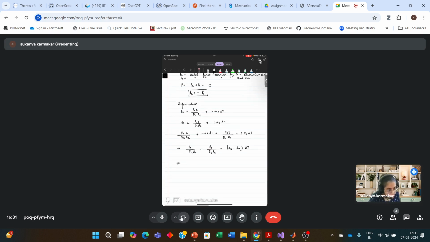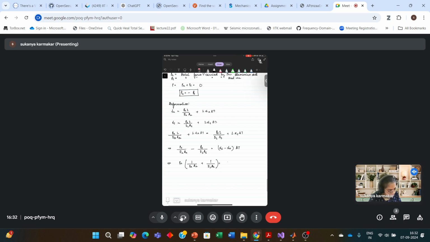Now PA is equal to minus PS. Let's use that here. PA, let me take common: 1 by EA AA, and minus PS is again PA, so PA taken common, plus 1 by ES AS. And let this side be alpha S minus alpha A delta T.